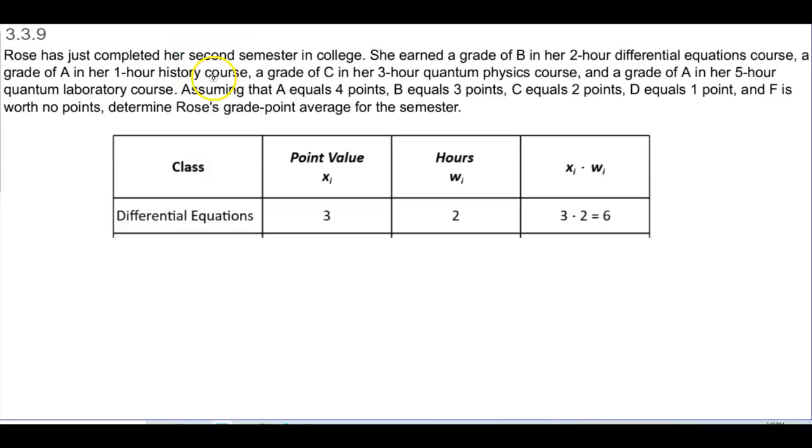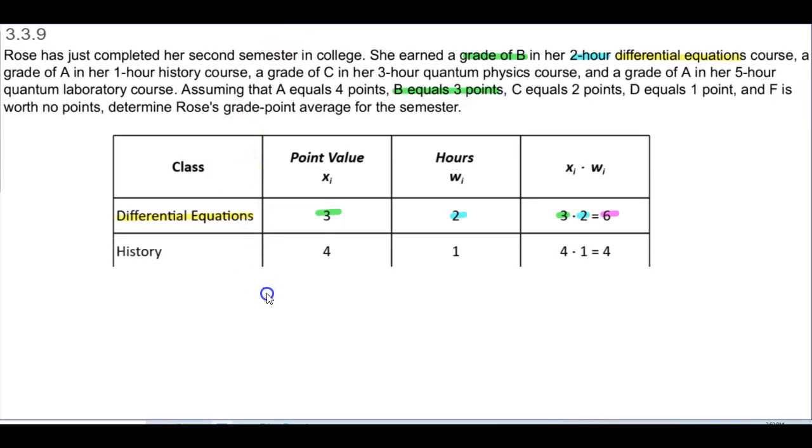The first class is the differential equations course. What did she earn in that class? She earned a grade of B, and a B equals 3 points, so that's the point value. How many hours was the course? The course was 2 hours, so we have 2. Now we take our point value of 3, multiply it by the hours in the last column, to get a value of 6.